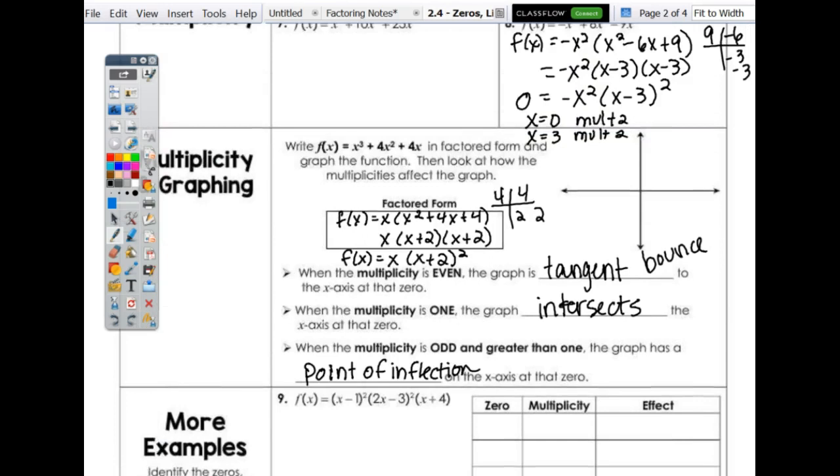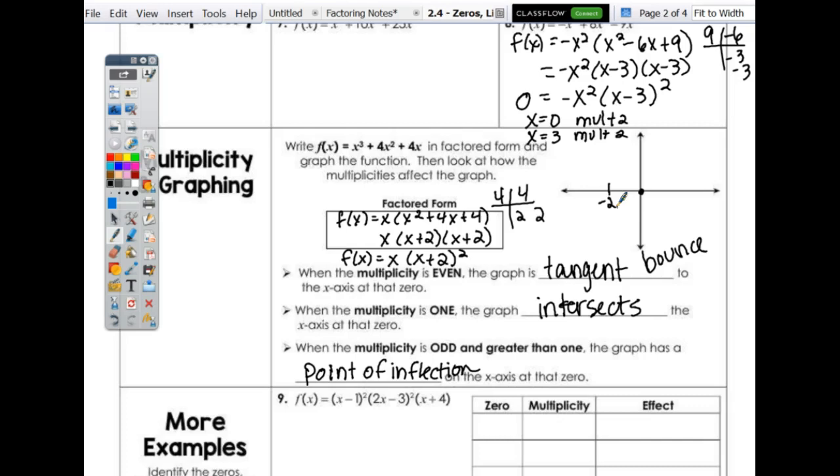So if we were going to graph this, I'm going to have 0, 0, and I'm going to have negative 2. So what's happening at negative 2? It's a bounce. And if I put in 0 in here to find y-intercept, what's 0 times everything? 0. So the y-intercept is 0, 0.